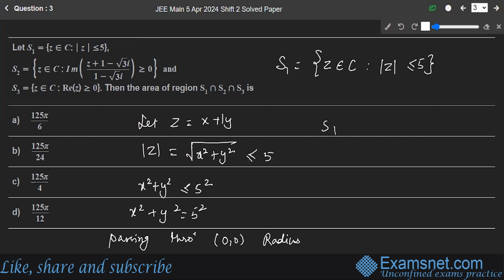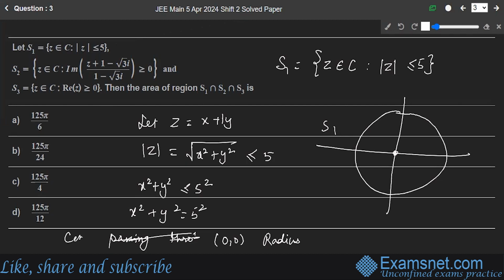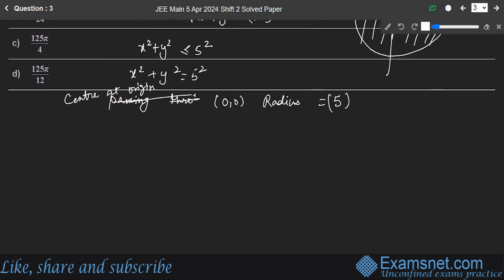Which means what is S1? This is the area of the circle which is having its center at the origin, and the radius is equal to 5. Correct. So this complete region is your S1. Let's move on to S3 now. I'll talk about S2 later.